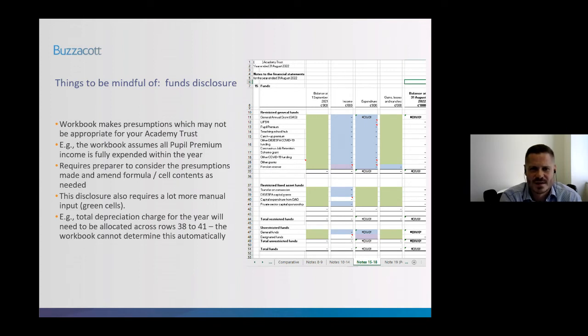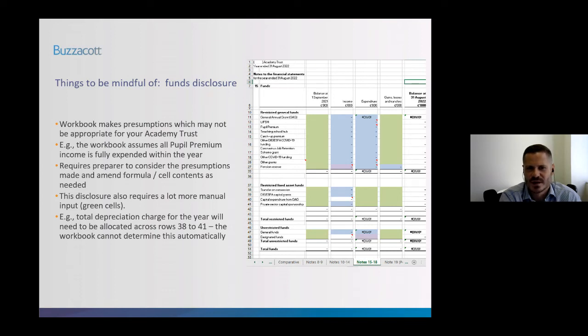Our template is set up to make certain presumptions regarding the funds movements. These presumptions may not be accurate or appropriate for your circumstances. So on the screenshot on the right, the first two columns should be pretty straightforward, and the balance brought forward is a green cell and will be hard typed from last year's accounts. And the income should generally be mapped out okay, depending on how detailed your chart of accounts is. It's really the expenditure column where a bit more attention is needed.